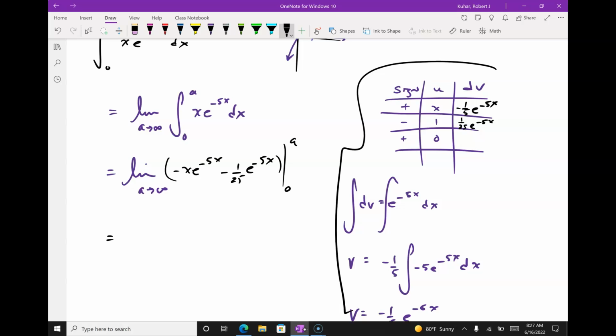Now, I like to manipulate this. I don't like dealing with all those negatives all the time, but you don't have to do that, okay? So, for me, I can take out the negative, and that goes right to the outside of the limit, because I'm talking about a limit, I can take out any coefficient I want, factor it out. And then I see that I can factor out an e to the minus 5x, and then I have just x plus 1/25.